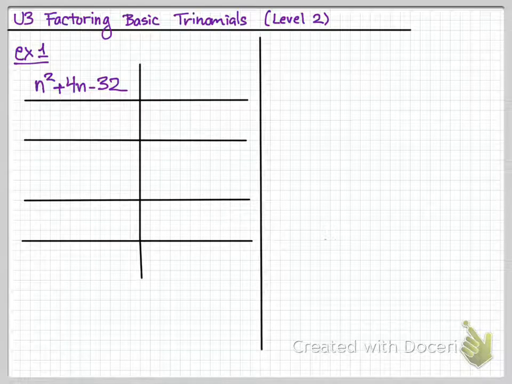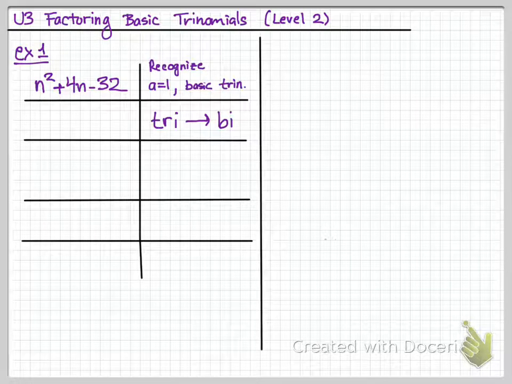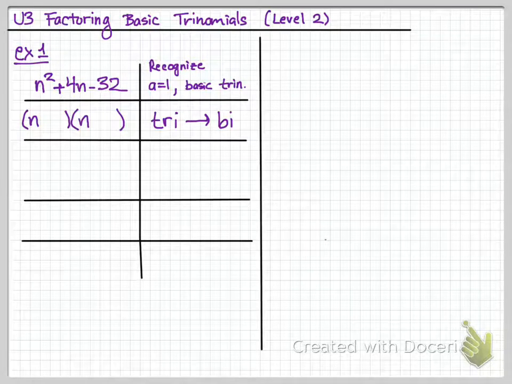So if you look at this, we have a trinomial: n squared, one term, 4n, second term, negative 32, the third term. To factor this, we've got to recognize that this is a basic trinomial because the a is equal to 1. That means it's a basic trinomial, and a trinomial factors usually, not always, but usually becomes a binomial. So we break it down into those two parentheses there.